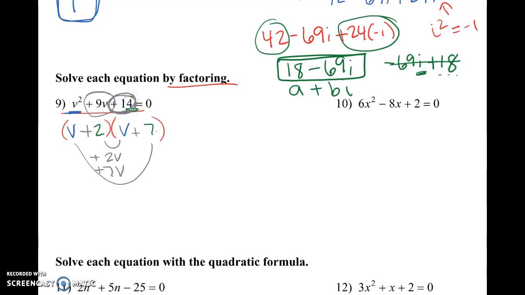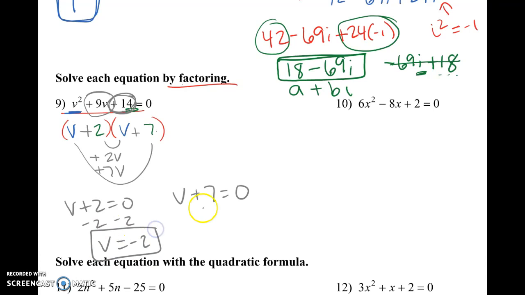It does. And since we're solving, we now set each of these equal to 0. Subtract 2, v equals -2. Subtract 7, v equals -7.